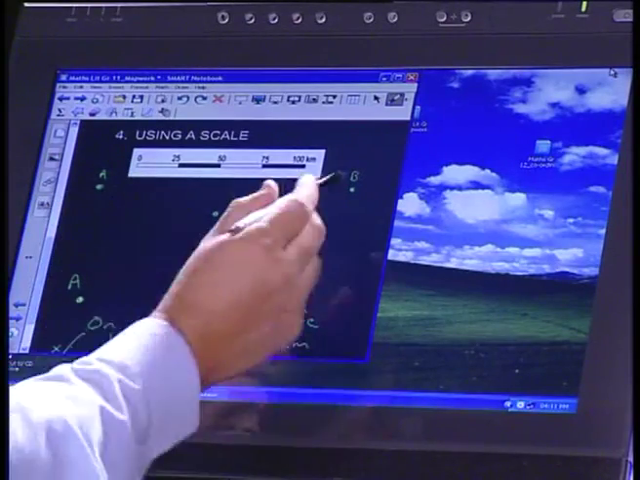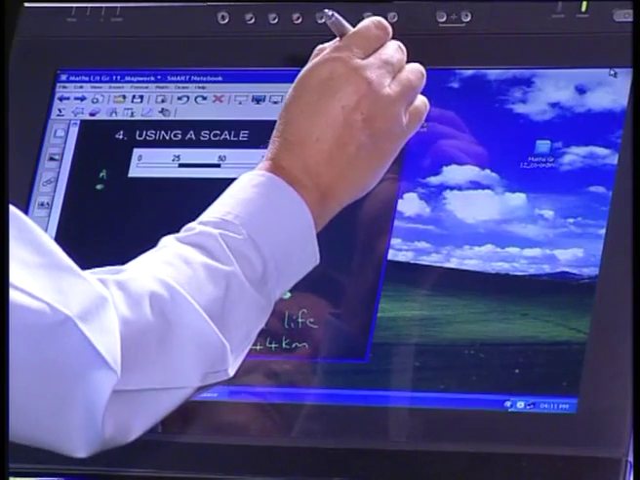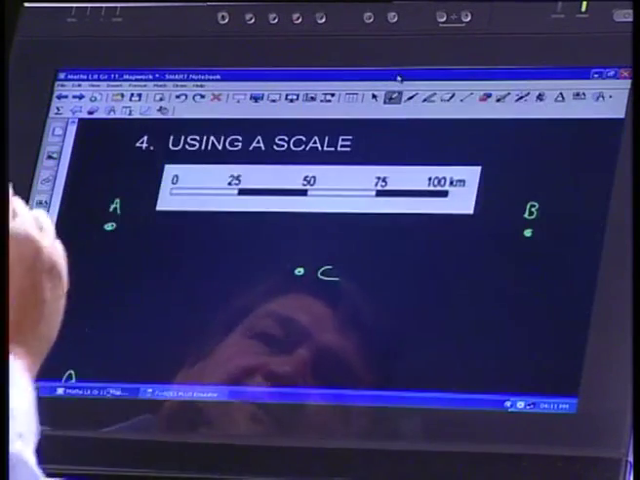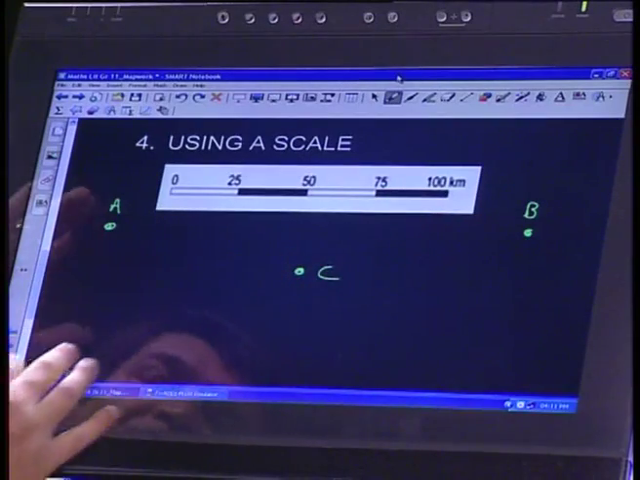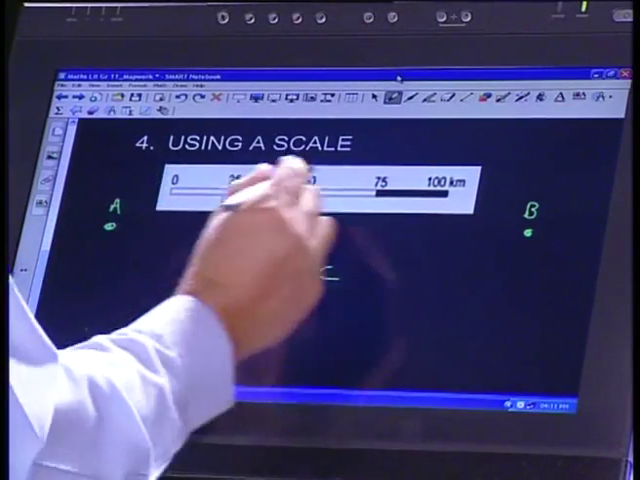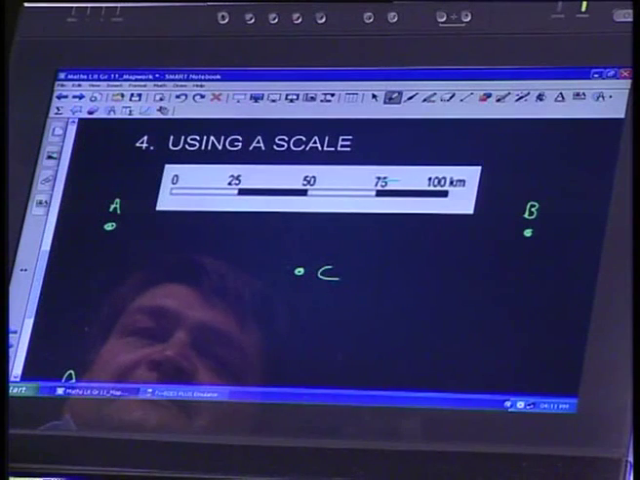Now, watch back here again. I'm going to enlarge everything. Watch how small my scale is. Watch how small the distances are. We're going to push one little button, and then like magic, everything got bigger. The distance between the towns got bigger, but important as well, the scale got bigger as well.